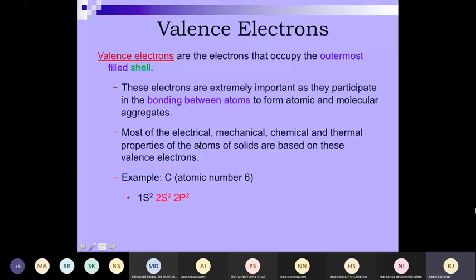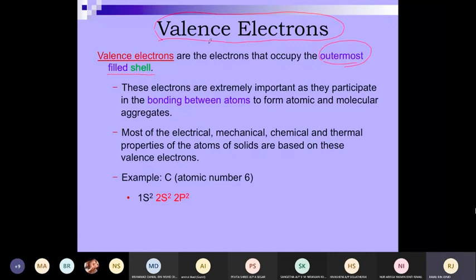So valence electron is the outermost filled shell. So the electron that is the outermost. I think you have studied this in form 4, form 5. In matriculation also you have studied this. So it is just a recall, a refresh from the previous chapter of your life.